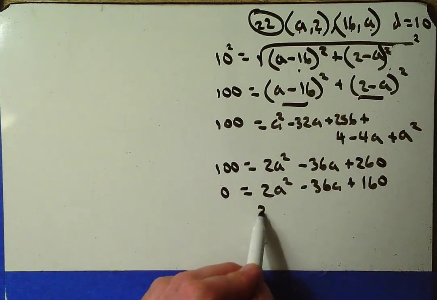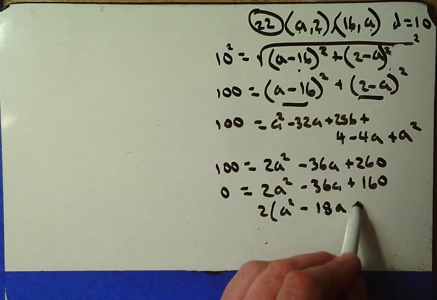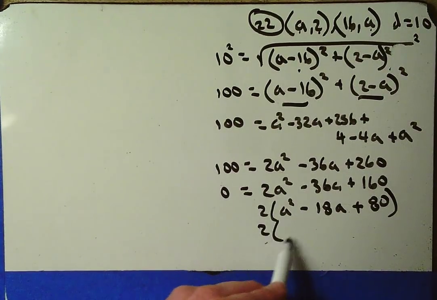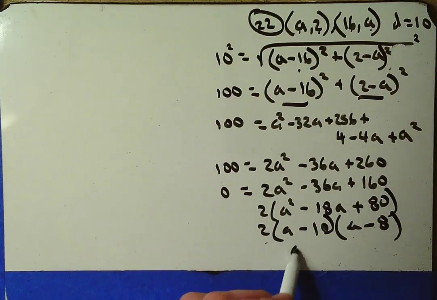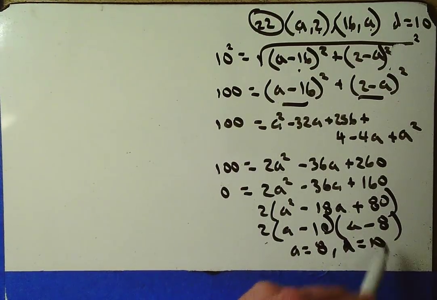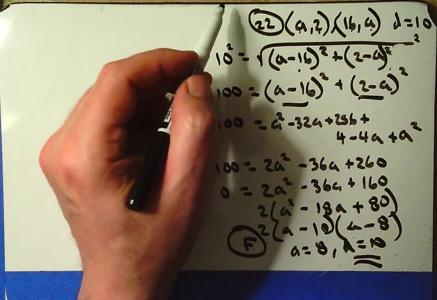And now I'm going to factor a 2 out to make my factoring a little easier. The factors of 80 that add up to negative 18 would be negative 10 and negative 8. So we get a equals 8 and a equals 10. So when I look at my options here, 8 is not a choice. Negative 8 is, but that doesn't work for me. I've got 10 here, and that's choice F for number 22.